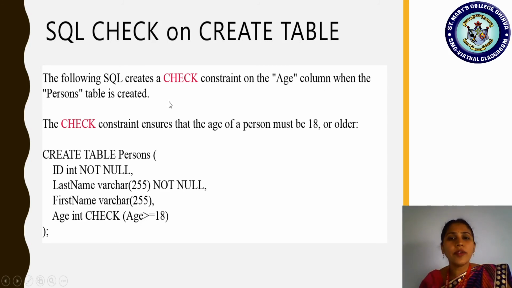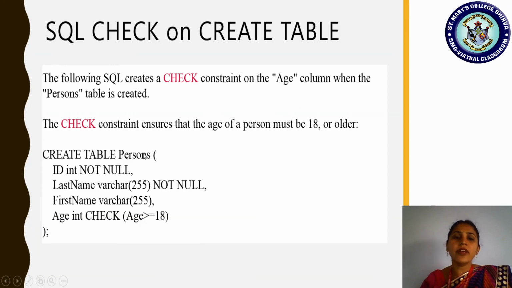So we are now familiar with the person table. There we have person ID, first name, last name, and age, right? If we want to add a certain constraint to the age attribute, how can we do that? Observe here, the check constraint ensures that the age of a person must be 18 or older. Okay, so older means above 18. Just check here. Create table person. You are now familiar with the table syntax here.